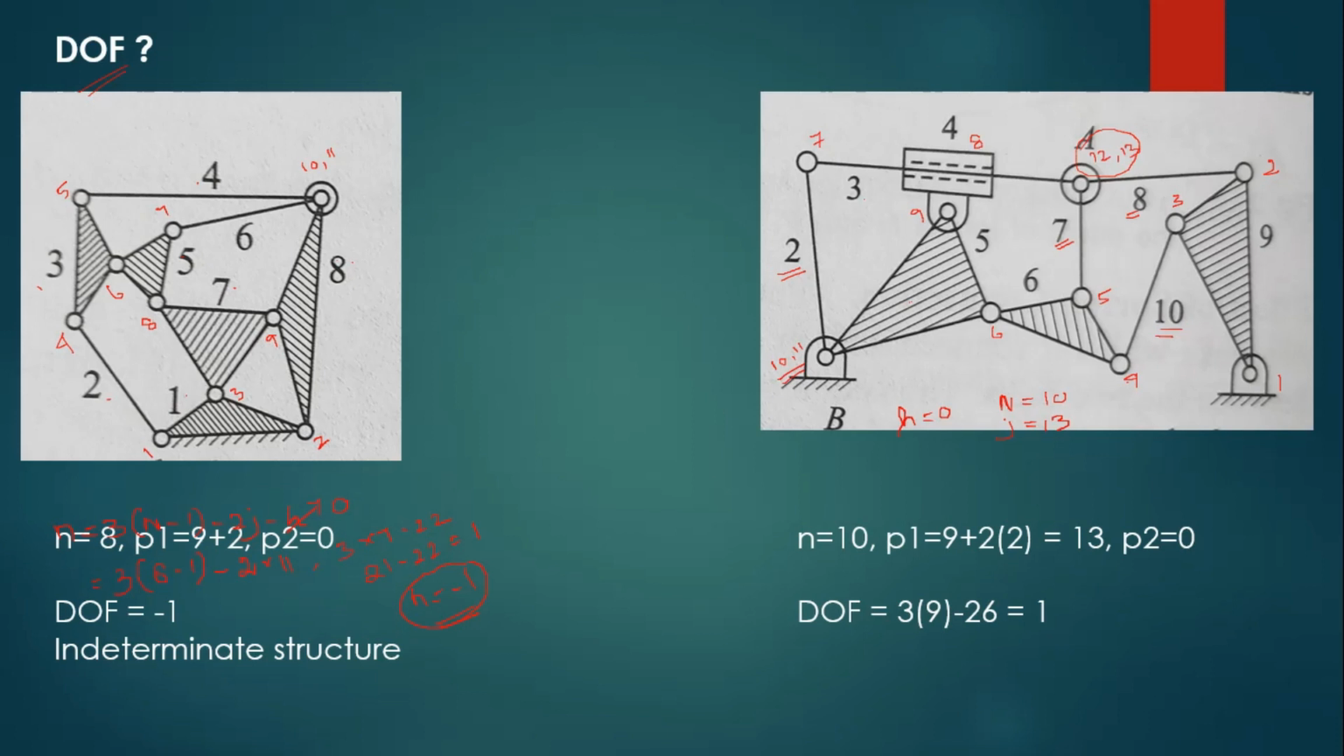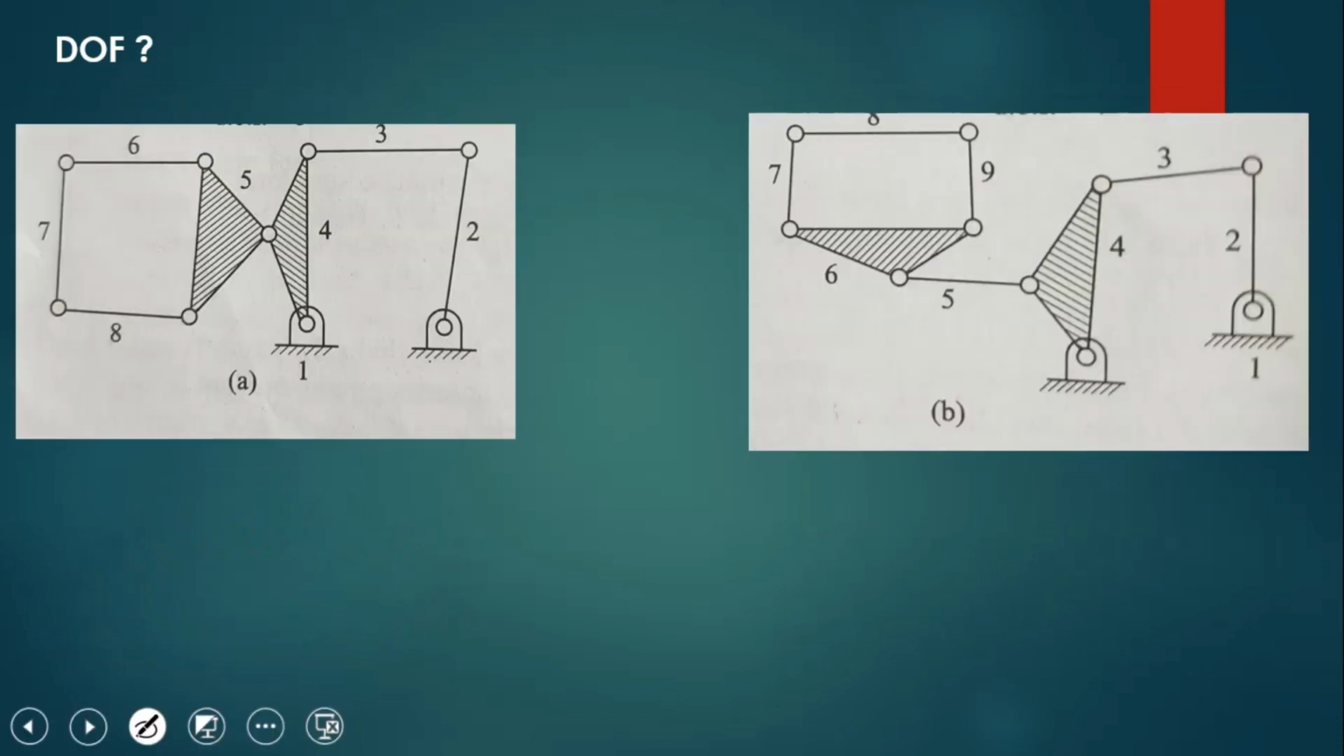So there is no higher pair, so that's why h is equal to 0. Then substitute this n value 10 and j value 13. See, finally you got degree of freedom equal to 1 for this particular case, right? Now let us solve this.